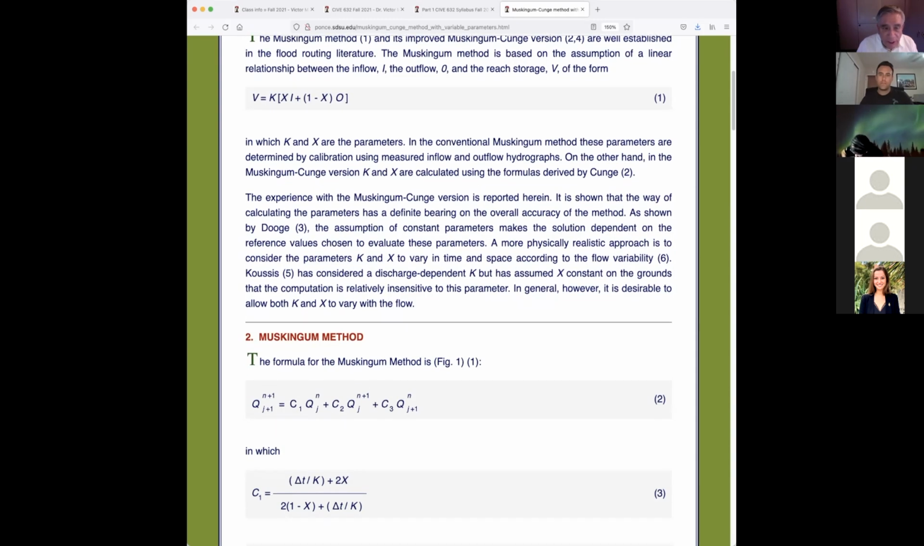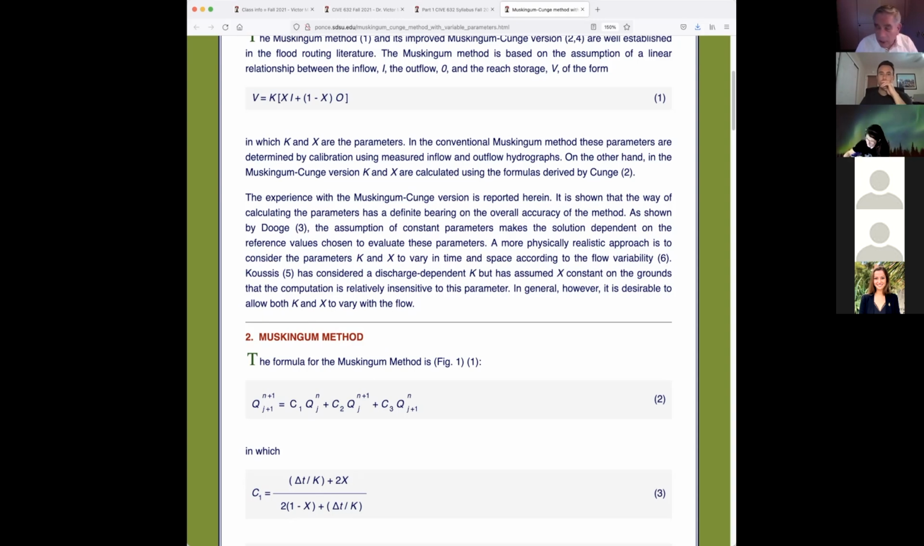Muskingum-Cunge version, okay? It is shown that the way of calculating the parameters has a definite bearing on the overall accuracy of the method. We need to give credit here to Duke, who was using the Thomas method, which we will use in our number 3 problem in the next couple of weeks. And Duke was saying that the peak flow, the value of the peak flow, depended on the reference flow that was used to calculate the parameters. He said that. I don't think he advanced the idea of varying the reference flow. But since Price had already said it, and Duke had done the constant parameter version, I decided I was going to pursue that.